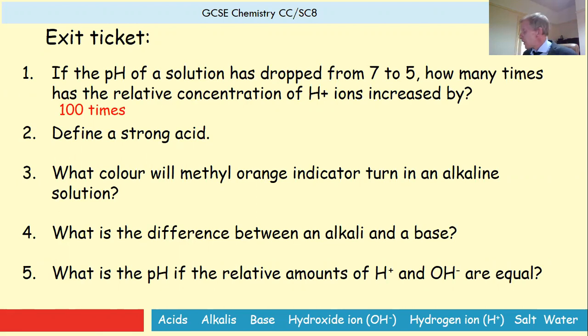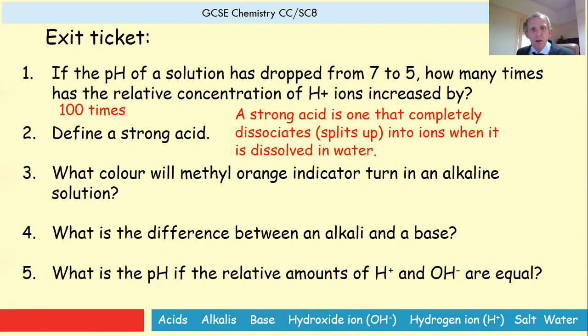Now, can you define a strong acid? Hopefully, guys, you were able to recall that a strong acid, not a concentrated acid, but a strong acid, is one that will completely dissociate into ions when it is dissolved in water. What color will methyl orange indicator turn in an alkaline solution? Now, if you remember, guys, that was yellow. Methyl orange indicator goes red in an acid, but in an alkaline solution, it goes yellow.